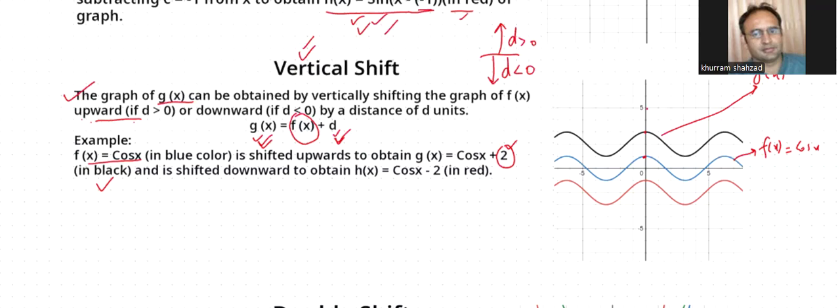Now, if we change this function and subtract, or you can also say that we have used a negative value of d, which is -2, now this graph of h of x has shifted downwards. So this factor d is responsible for the vertical shift of the graph. It can shift the graph upwards if d is positive, and how much the graph is shifted upwards depends on d. If the value of d is negative, then the graph of this function is shifted vertically downwards.